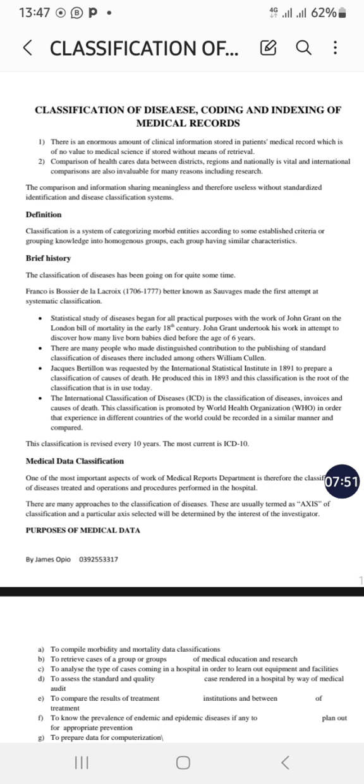Okay, and then the next attempt was also implemented by Jacques Bertillon, who was requested by the International Statistical Institute in 1891 to prepare the classifications of causes of death, preparing the classifications of underlying causes of death. Now, when you talk about the causes of death, for instance, if we have a patient who is suffering from HIV/AIDS, this patient may be on treatment, or might not be on treatment.